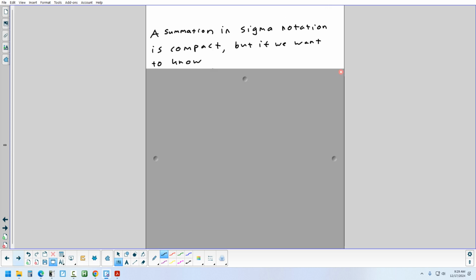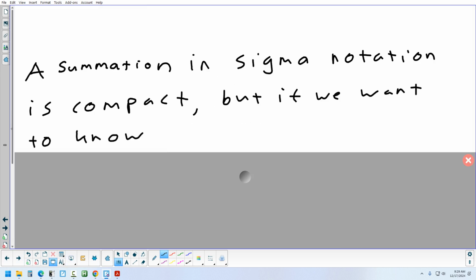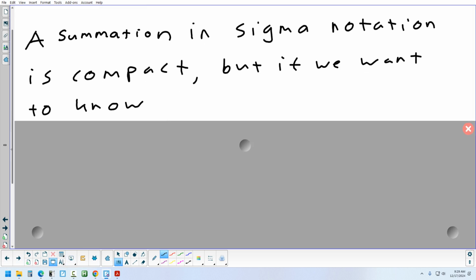So what we want to be able to do is get rid of the sigma symbol. And for certain patterns, we can do that. I'm going to show you, I think, two patterns that come up where we can get rid of the sigma symbol. In general, that's not easy to do. That could be hard depending on your formula.